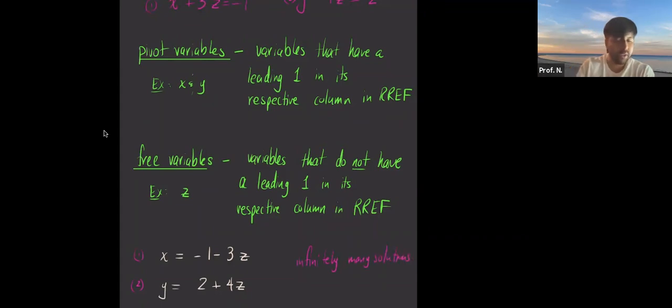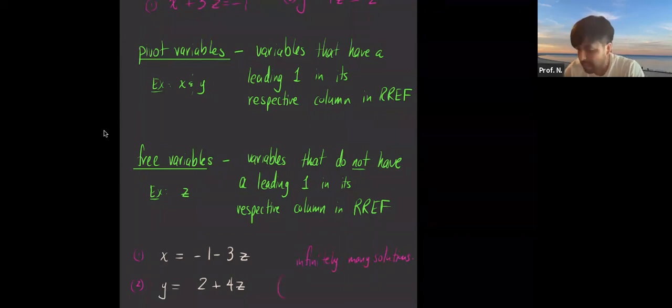And with the row reduced echelon form, I know exactly what the relationship is with x and z, y and z. I know exactly what it is. And then how would I write the infinitely many solutions? How would I write that? Well, I would write that exactly the way it's written down. X is -1 minus 3z, comma. This is 2 plus 4z, comma, z.